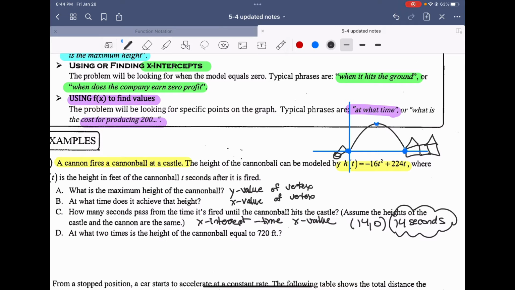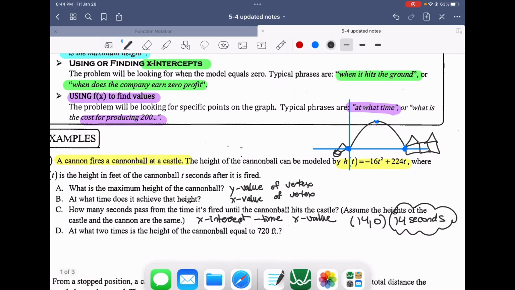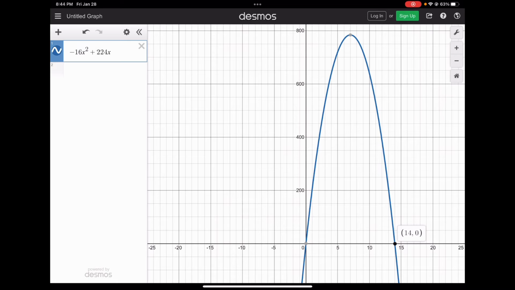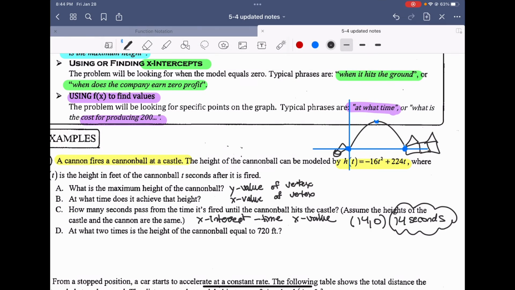All right, so the other thing we needed to find for part A and B was the vertex. So I'm going to go back to Desmos, and I'm going to click on that top point, that vertex, and the vertex is at the point 7, 784. All right, so vertex is at 7, 784. But again, that's just the point. We need to actually answer the question.